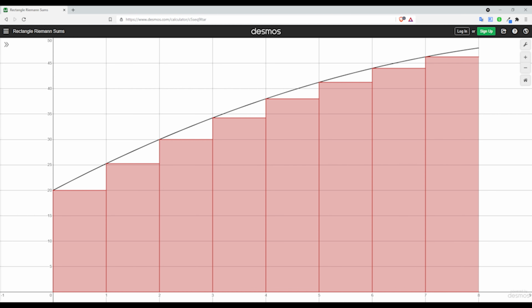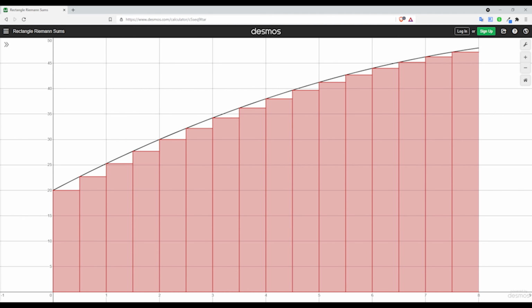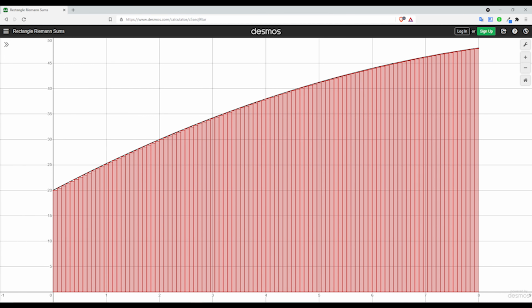So let's try to improve this estimation even further by using 16 rectangles instead of just 8. And we can see that it improves it even further. The gaps have become smaller and smaller. And let's improve this one more time by using 100 rectangles instead of just 16. And by this point you can hardly even see the gaps between the rectangles and the curve. And this is a significantly better approximation than when we used fewer rectangles. And as you might imagine, as I use more and more rectangles, I will get a better and better approximation.